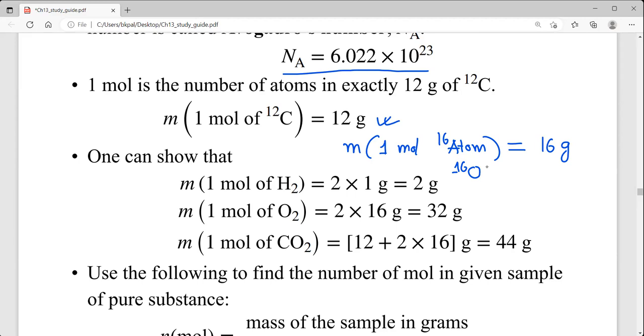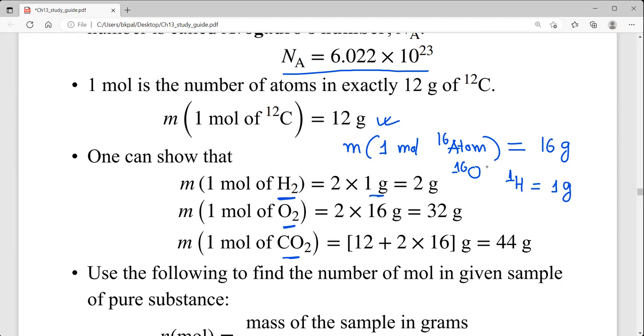For example, here we have the hydrogen molecule, oxygen molecule, and carbon dioxide molecule. The hydrogen molecule contains 2 hydrogen atoms, and hydrogen's atomic number is 1. So the mass of 1 mole of hydrogen atom is 1 gram. Now in the hydrogen molecule we have 2 hydrogen atoms, so 2 times 1 gram is 2 gram.